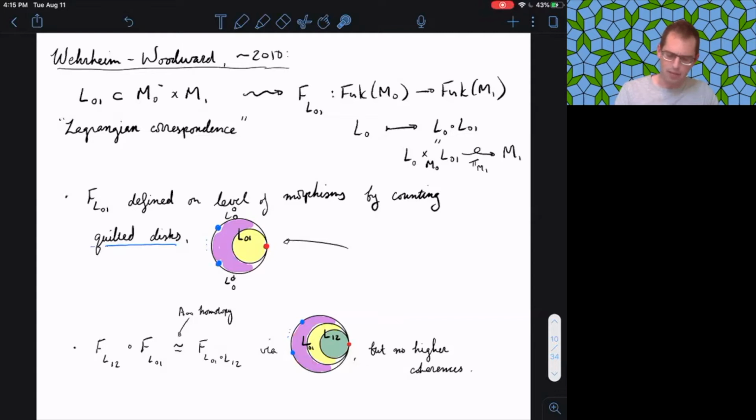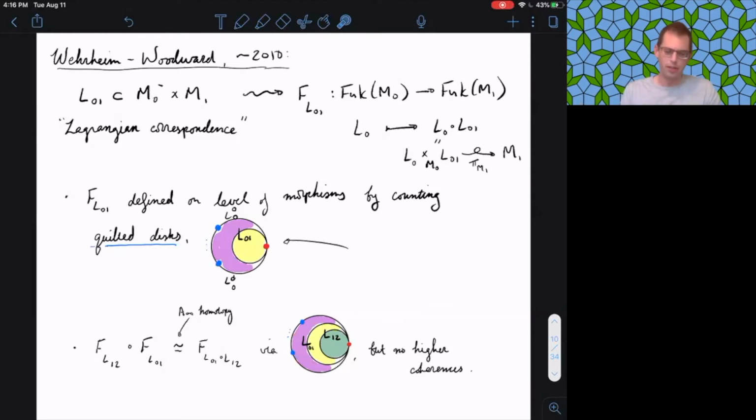On the level of objects, it's quite straightforward. If we take an object in Fuk of M0, so a Lagrangian L0, we think of that as a correspondence from the point to M0 and just compose it with L01 as correspondences. And so explicitly that means we take the fiber product of L0 with L01 over M0 and then just project it down to M1. And a theorem of Guillemin and Sternberg from the early 90s says that that's generically an immersed Lagrangian. But where this gets more interesting is what we're doing on the level of morphisms.